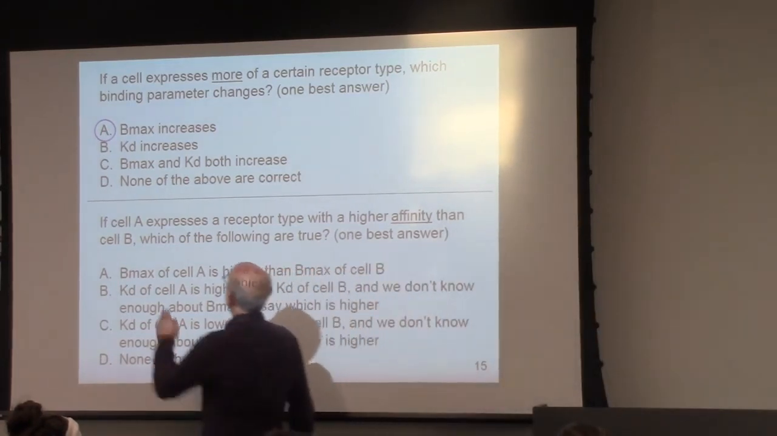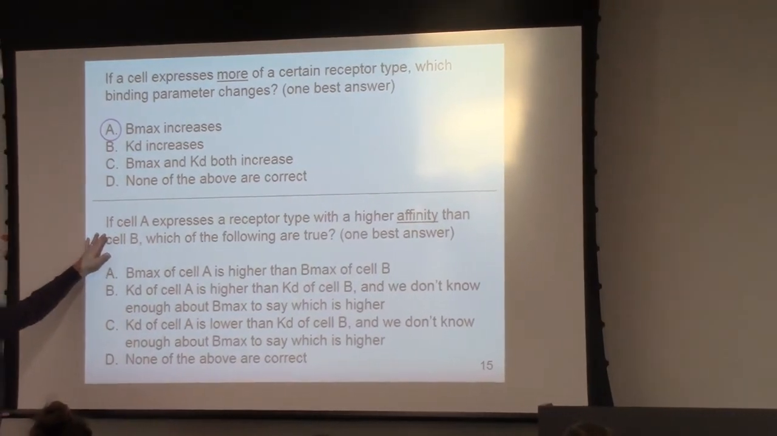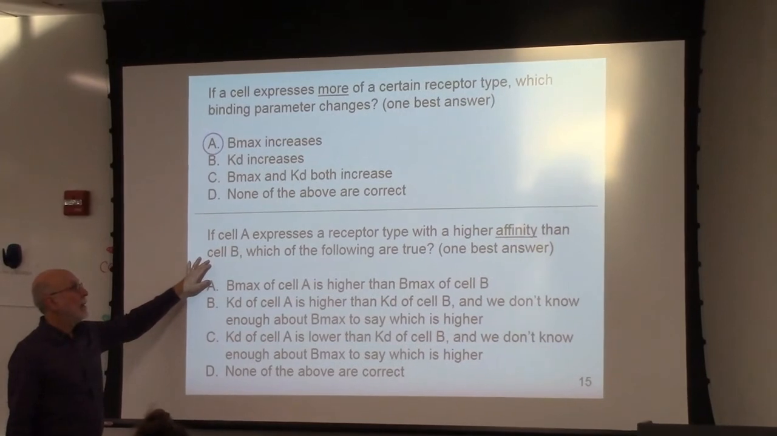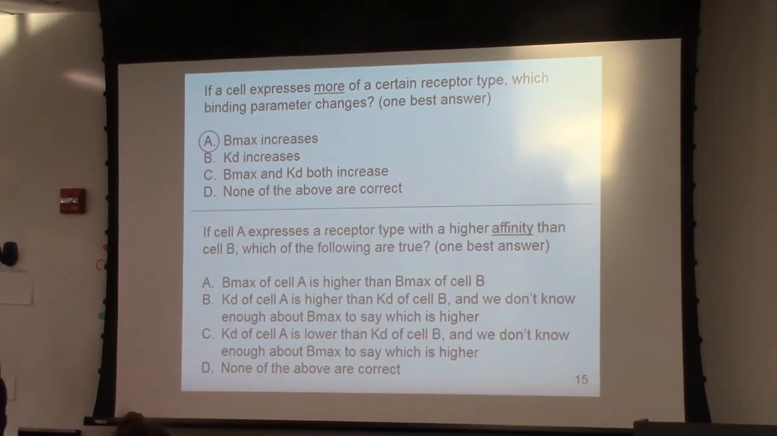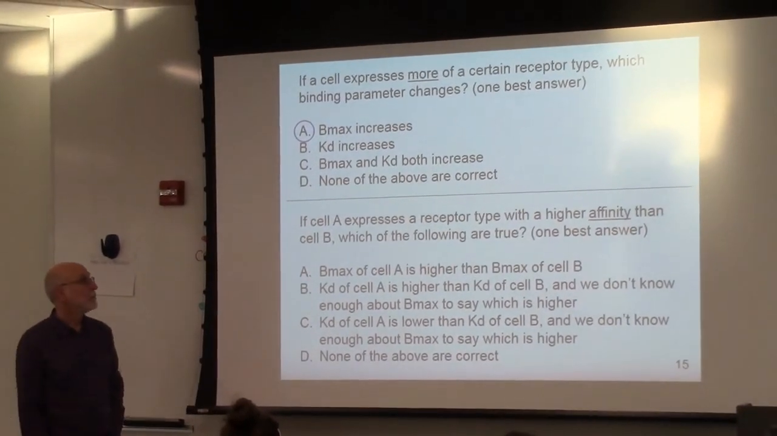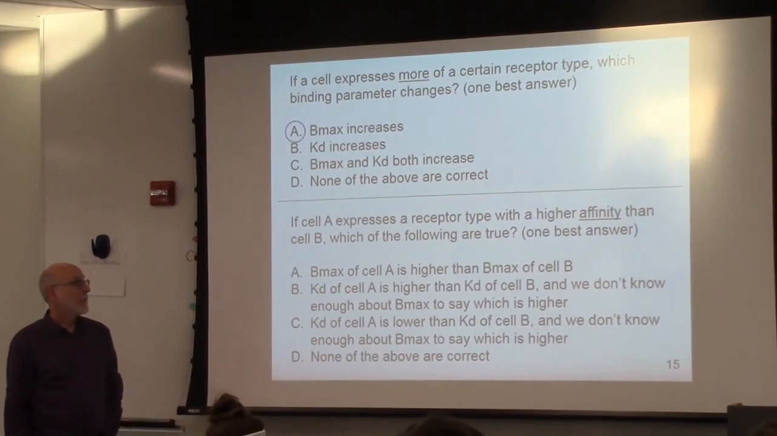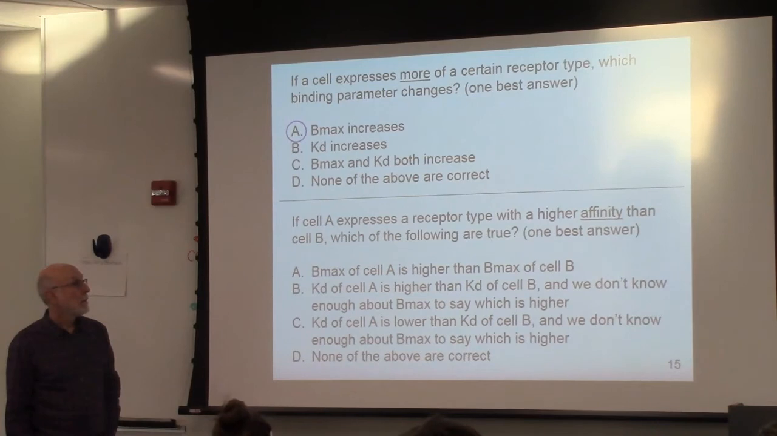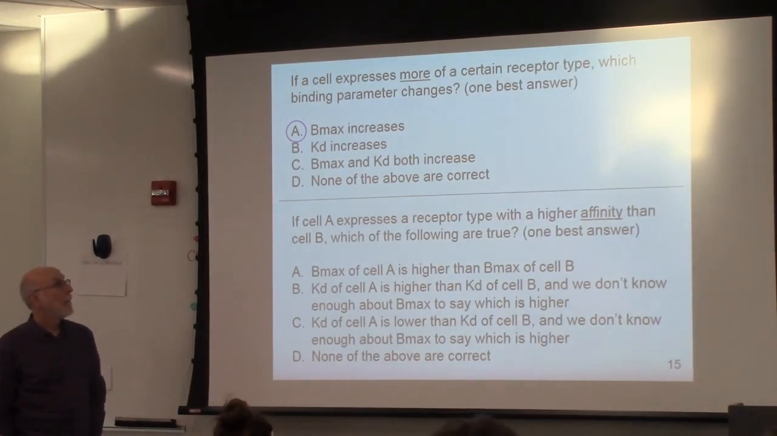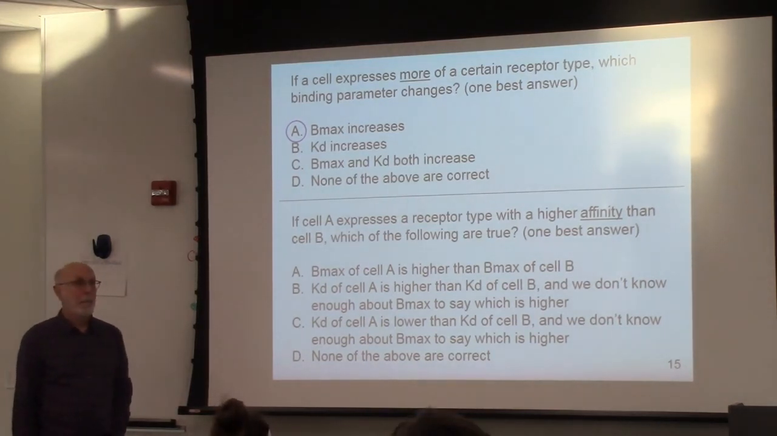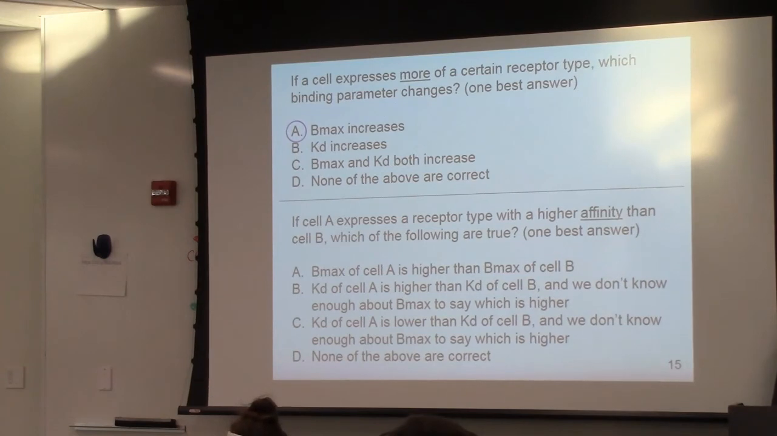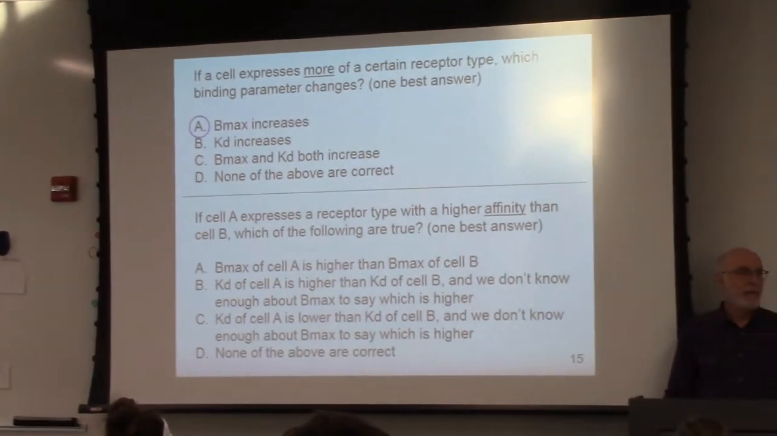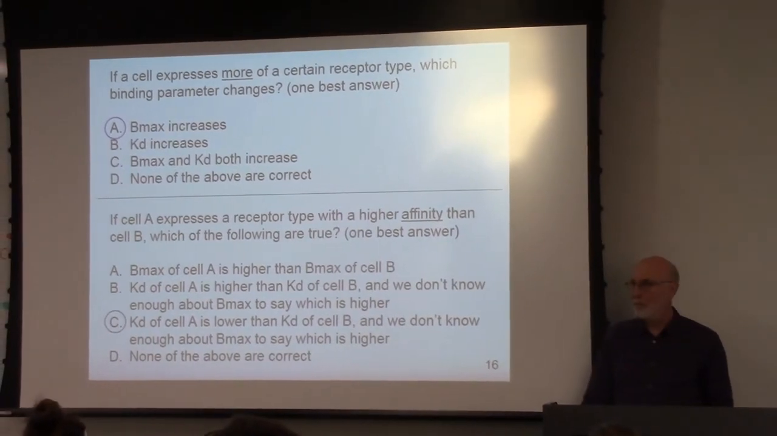Okay, so now, if cell A expresses a receptor type with a higher affinity than cell B, which of the following is true? One best answer. Okay, good. I'm seeing a lot of correct answers. It's C. High affinity means low KD, and I haven't said anything about Bmax, so you can't say. Okay?